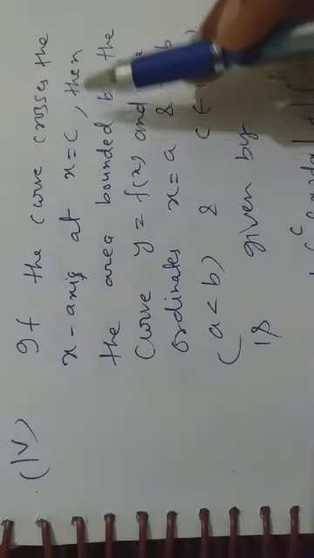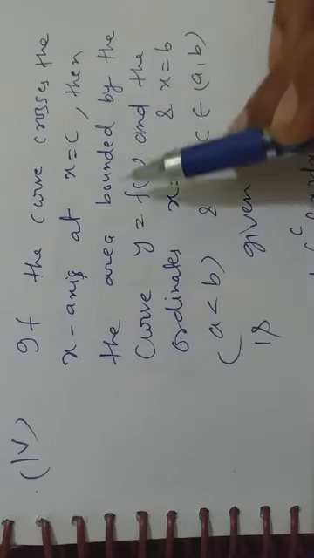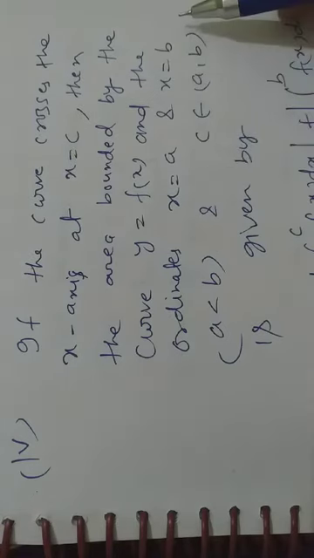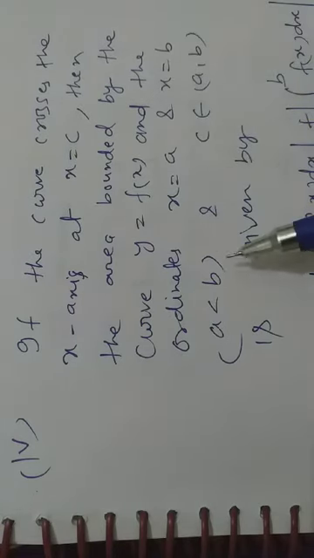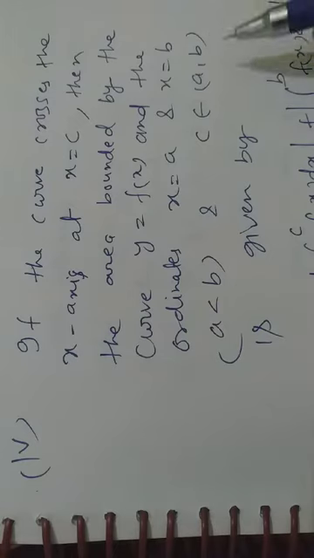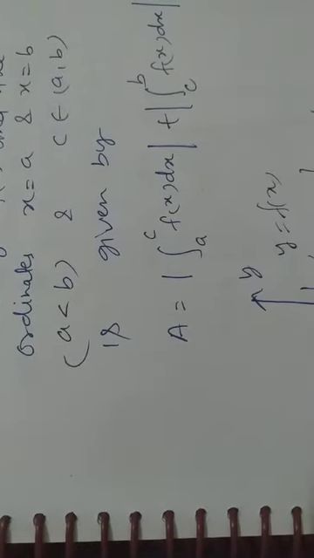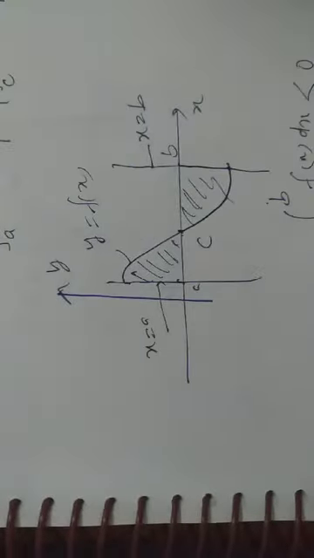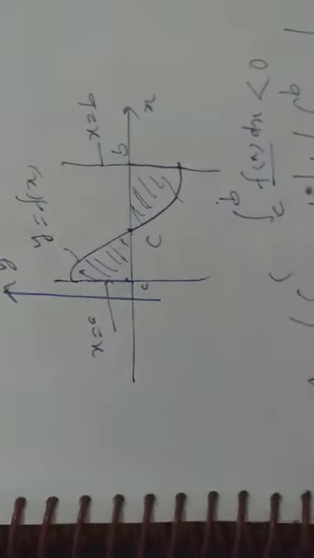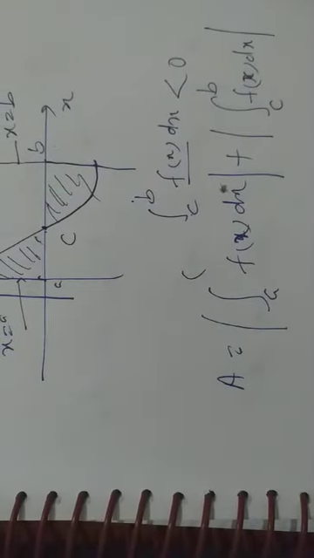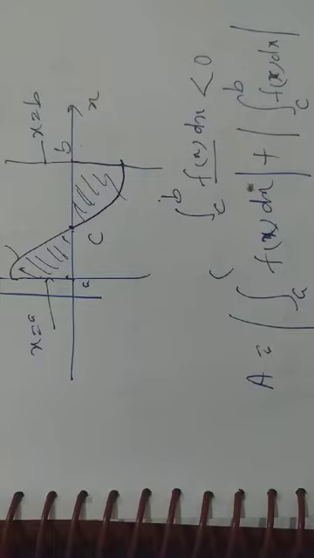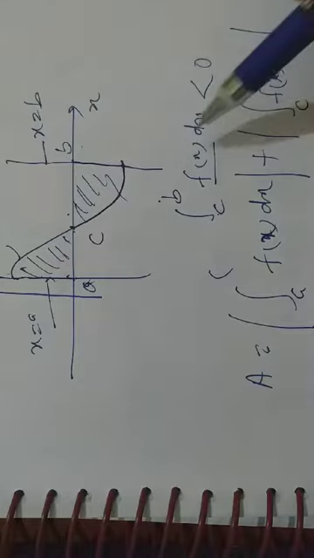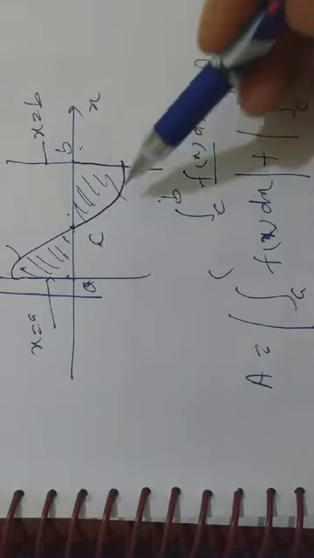if the curve crosses the x-axis at x equal to c, then the area bounded by the curve y equal to f(x) and the coordinates x equal to a and x equal to b, where a less than b and c belongs to open interval (a, b), is given by this expression. This is the figure of the case, and this is the expression for the area. A = integral a to c f(x) dx plus mod of integral c to b f(x) dx.